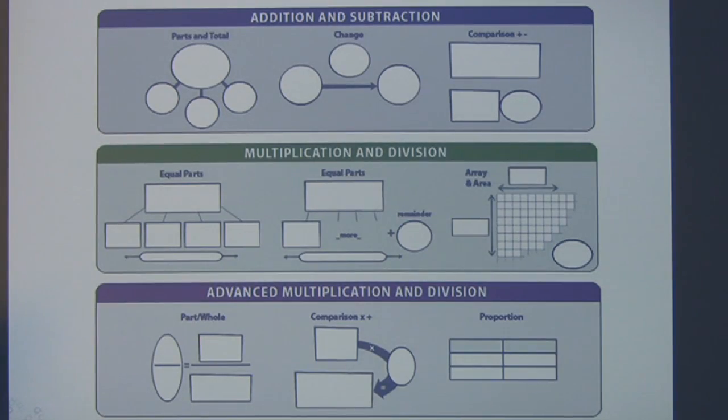The first is addition-subtraction, and when you look at addition-subtraction problems, you can break those down into parts and total, change and comparison, and we're going to see some examples of those. Multiplication, you have equal parts with a remainder, and area and array. And then advanced multiplication and division, we can look at part and total, comparison, and proportion, kind of like that last FCAT item we saw was a proportion problem.